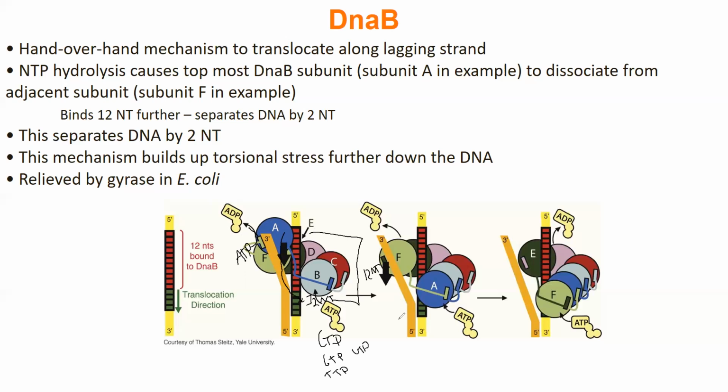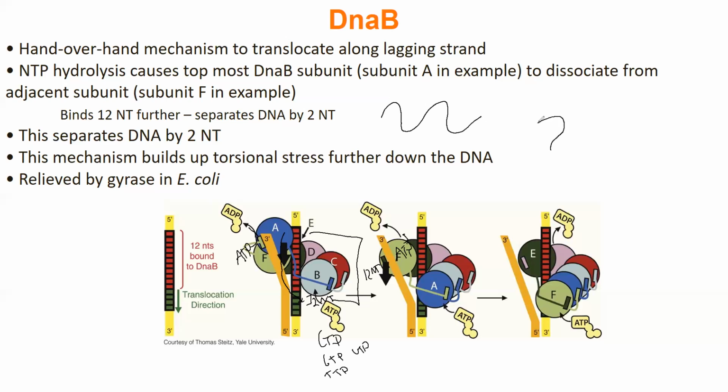And that separates DNA by 2 more nucleotides. And then you just repeat. F's the next one. So the ATP that was bound to F comes off, moves down, recruits a new ATP. And you just keep on moving and moving and moving. And when you're doing that, though, you're going to be building up strain, right? Because this thing is a circle.